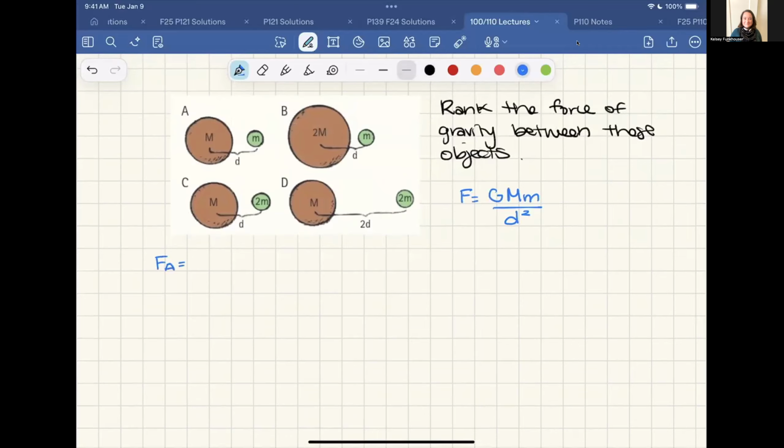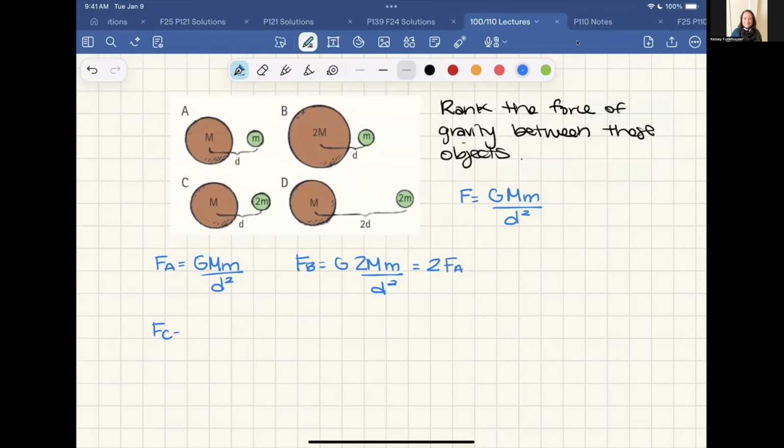So for A, we have G times the mass of the big object times the mass of the small object divided by the distance between them squared. So that's nothing special there. That's the standard one. And then for B, we have twice the mass of the big object, but everything else is the same. So that actually just gives us 2 times the force in A, right? The only difference is multiplying by 2.